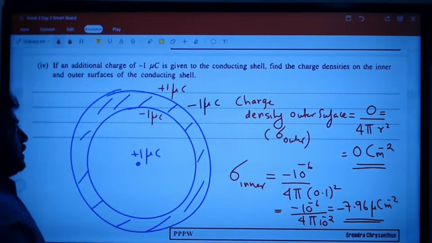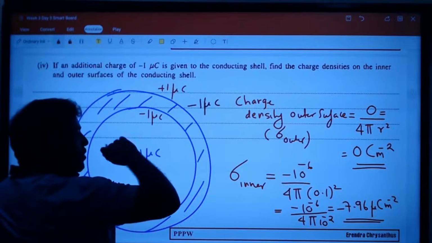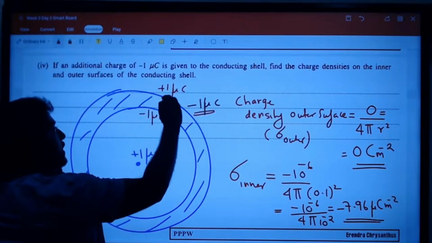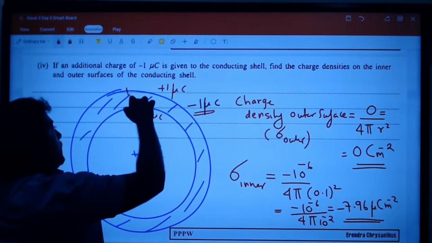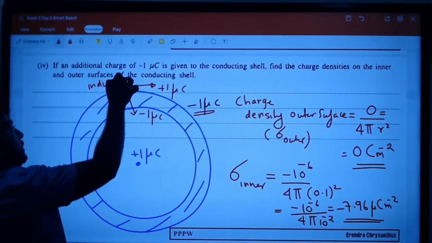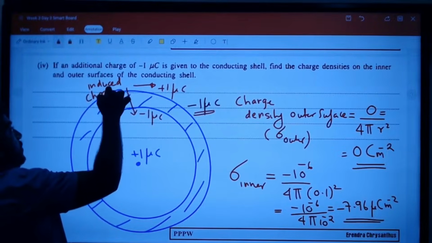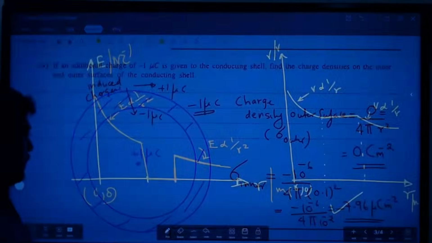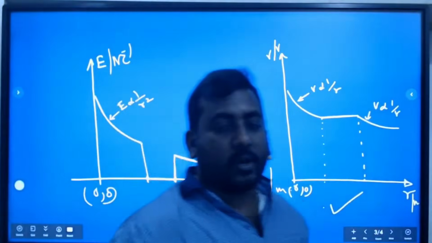Perfect. So on the outer surface, there is no induced charge. This is fixed on the outer surface. From the inside, only induced charges are there. These are your induced charges. Superb question, but it's very easy. Anybody knows the theory? Easily you can score.